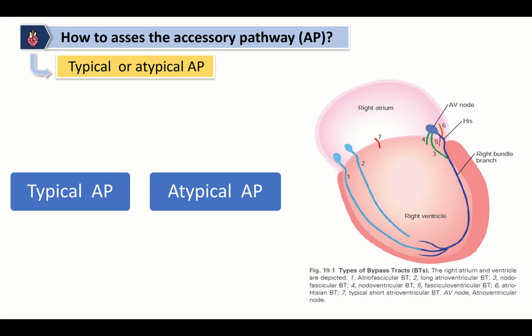It is non-decremental conduction. Atypical accessory pathway is different story. It may be long atrioventricular or atriofascicular like Mahaim, the most common type of atypical accessory pathway. Also, it may be nodofascicular, nodoventricular, the green one, or finally, it may be fasciculoventricular accessory pathway. And atypical accessory pathway, different story, different connection and conduction.